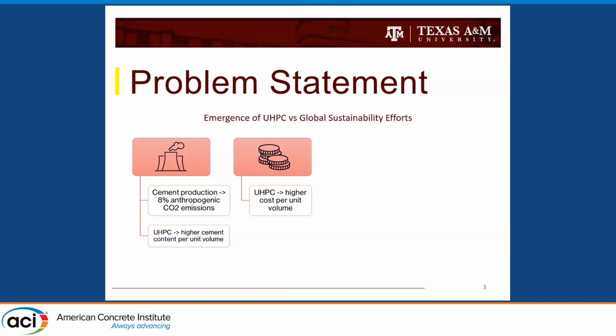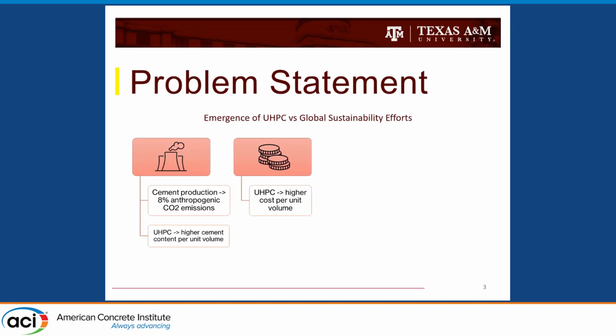So the motivation for this study is related with the fact that the emergence of UHPC in the last couple of decades has coincided with these global sustainability efforts, and rightly so. And the fact that cement production accounts for a very large portion of the anthropogenic CO2 emissions has been one of the main factors raising eyebrows whenever we talk UHPC. The first stone is put: what about sustainability? We typically have higher cement contents per unit volume, and also higher costs per unit volume with UHPC.